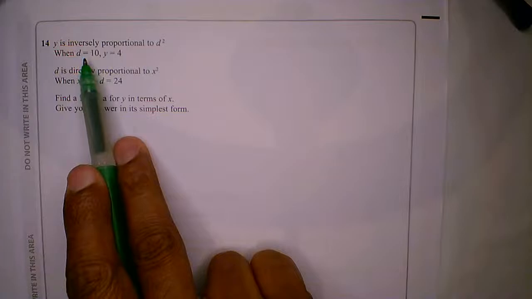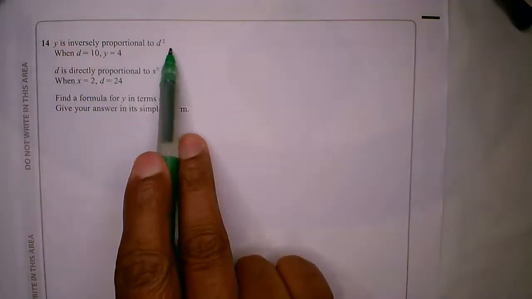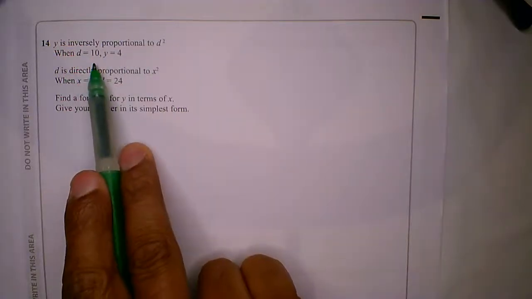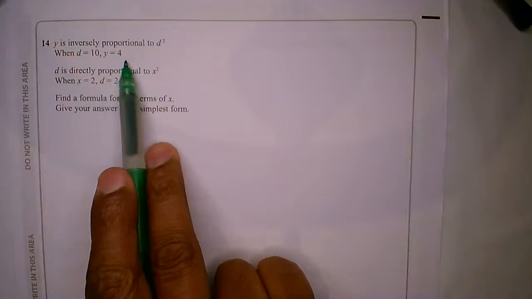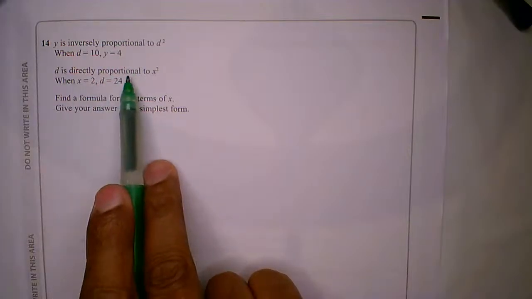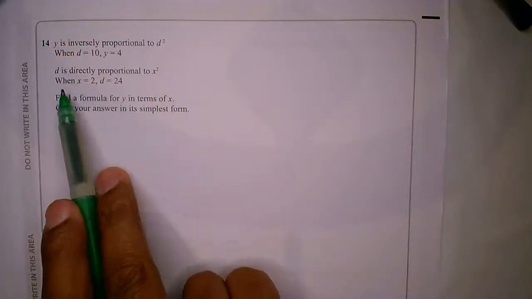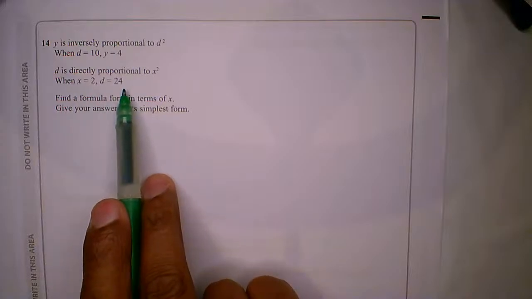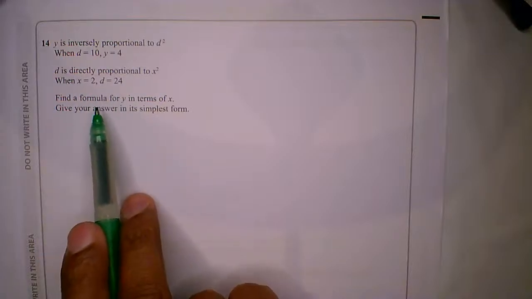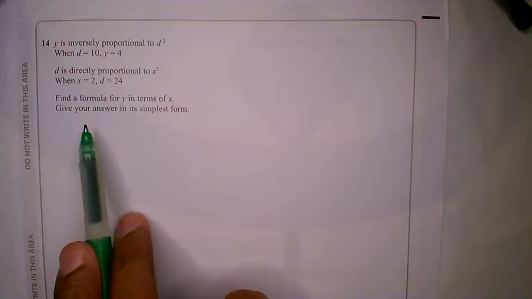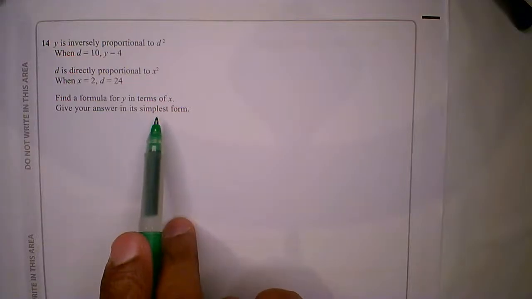Right, question 14. y is inversely proportional to d squared. When d equals 10, y equals 4. d is directly proportional to x squared. When x equals 2, d equals 24. Find a formula for y in terms of x. Give your answer in its simplest form.